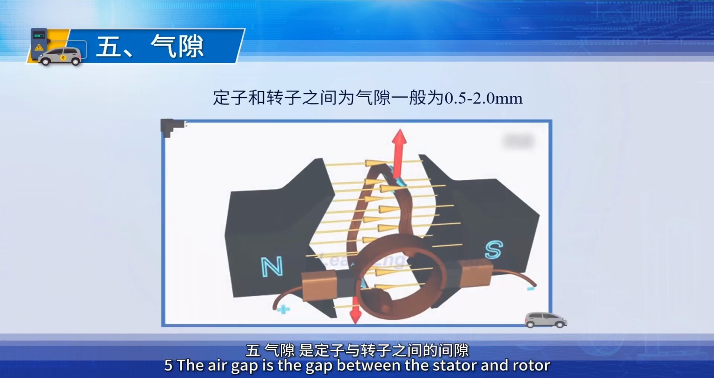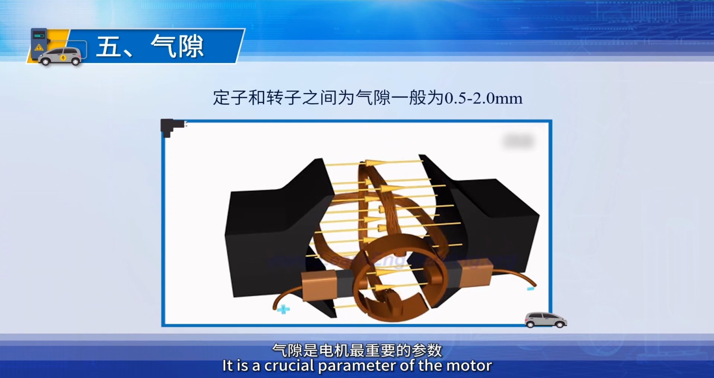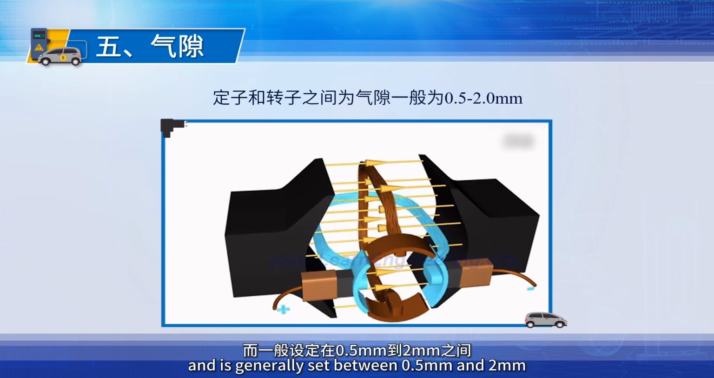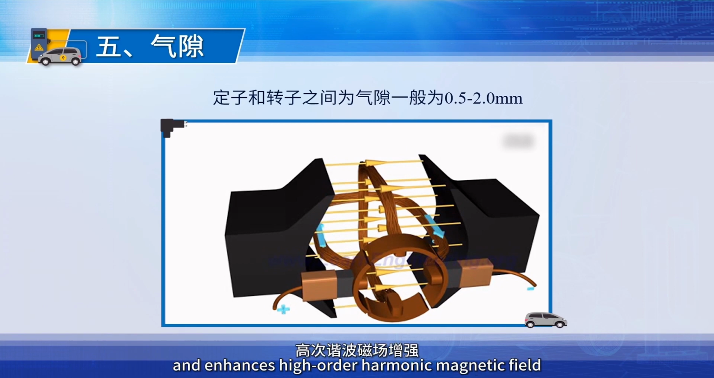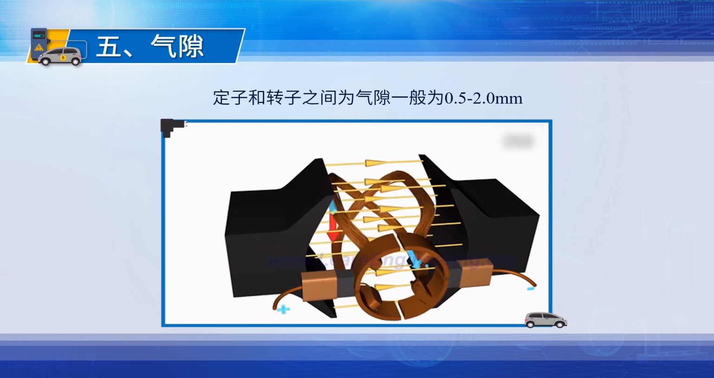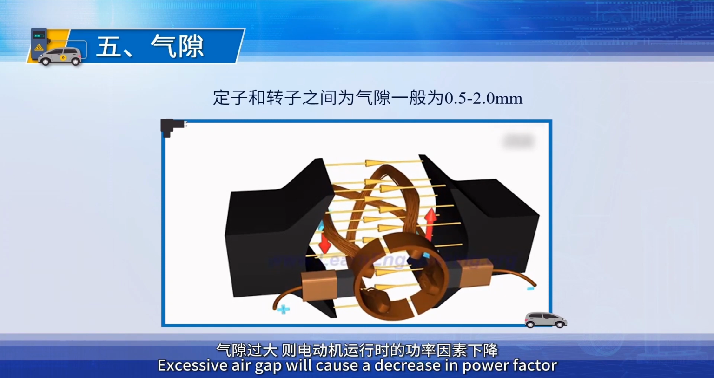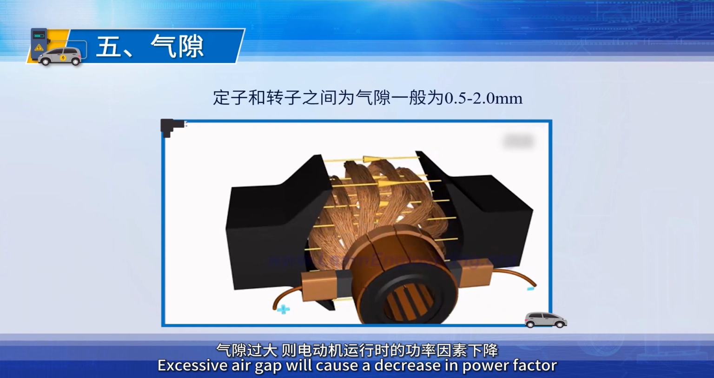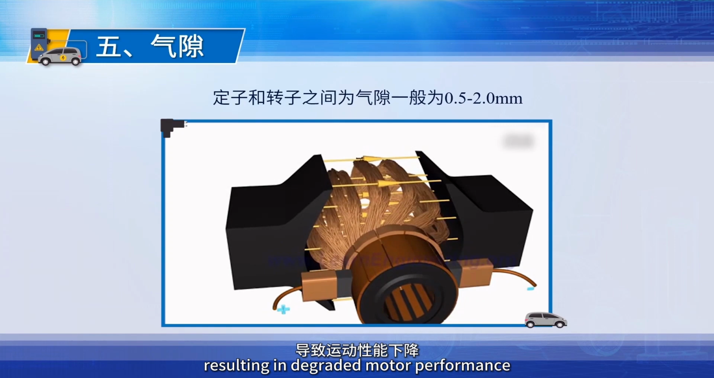5. The air gap is the gap between the stator and rotor. It is a crucial parameter of the motor and is generally set between 0.5 millimeters and 2 millimeters. A too small air gap makes motor assembly difficult and enhances high-order harmonic magnetic field, resulting in additional losses, poor startup performance, and unreliable operation. Excessive air gap will cause a decrease in power factor during motor operation, resulting in degraded motor performance.